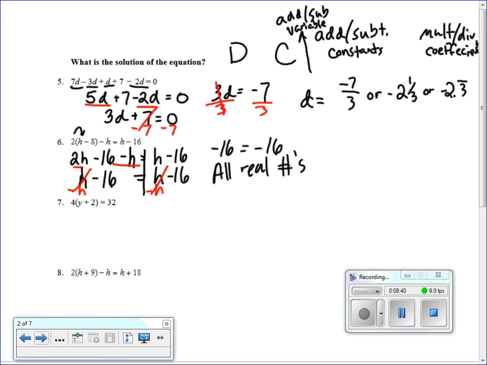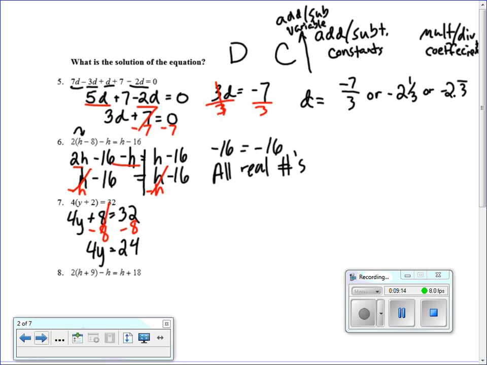Okay, looking at 7. We have the distributive property again. So we're going to distribute the 4 to both the y and the 2. 4 times y gives you 4y. 4 times 2 gives you 8 equals 32. We do not have variables on both sides here, so we can move straight to adding and subtracting the constant. So we do have the constant of 8. To get rid of plus 8, we subtract 8 from both sides. That leaves you with 4y over here is equal to 32 minus 8, which is 24.